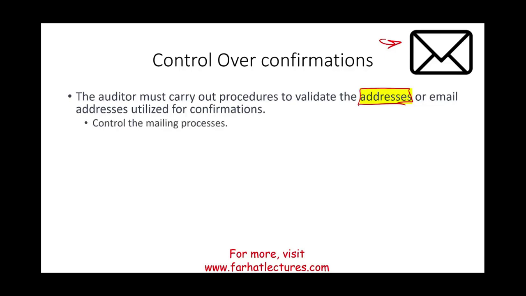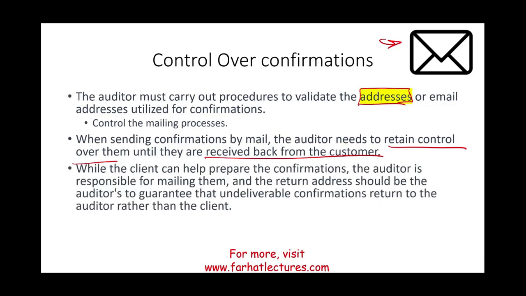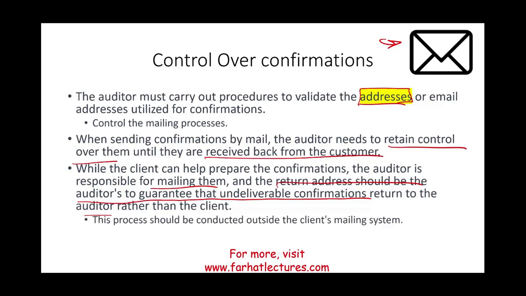The auditor will control the mailing process. In other words, you don't let the customer do anything in this process. So when sending confirmations by mail, the auditor needs to retain control over the mailing until they are received back from the customer. They tell them to send it back to you, not back to the auditee. While the client can help prepare the confirmation, that's not a problem, it's preferably not; the auditor is responsible for mailing them. And the return address should be the auditor's to guarantee that an undeliverable confirmation returns to the auditor rather than the client. Okay, so the process should be conducted outside the client's mailing system. Don't ask the client to mail them out for you to save on postage.